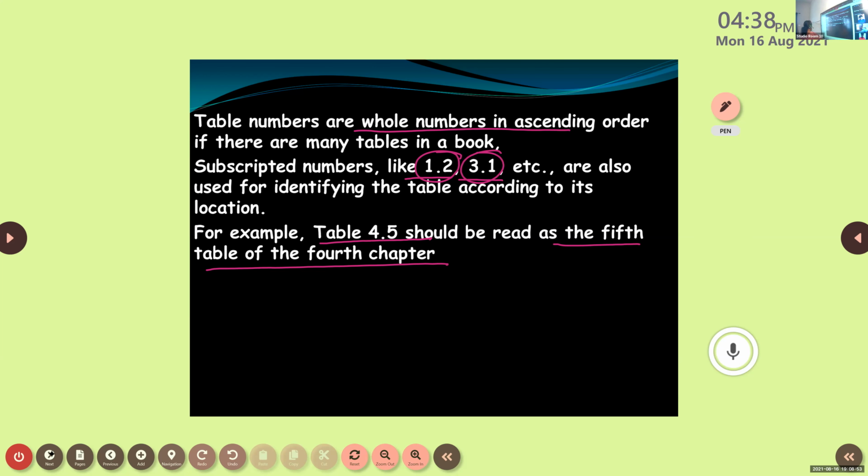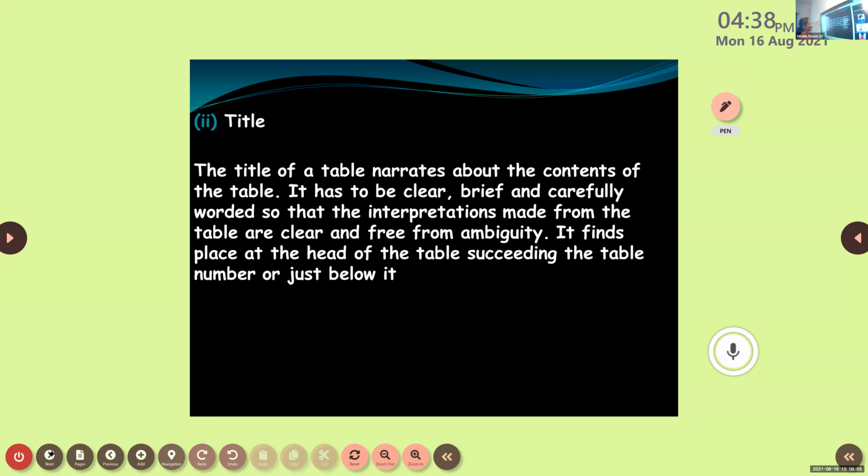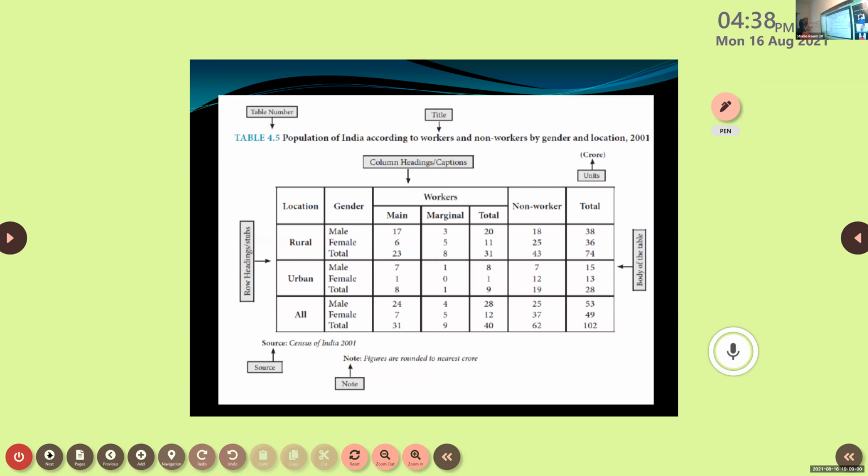Okay. Second one, title. But before that, let me show you what it is. Here, this is an example. You can see the table number is given. Either you can give it here or on the side of the title also. Usually it will be given along with the title. So table number 4.5 is given. This shows what? This table belongs to which chapter?